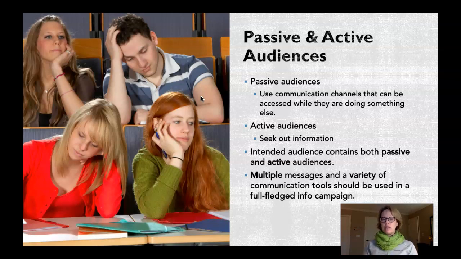Then you have active audiences, and these are the ones that are really seeking out information. And this is where you clue in on those keywords that people are searching for. I'm always searching for, even after I watch a TV show, well, what really happened? So active audiences are seeking information. You have to know, is your intended audience going to run across you passively or actively? You really want to have multiple ways to reach out if you want a full-fledged information campaign.